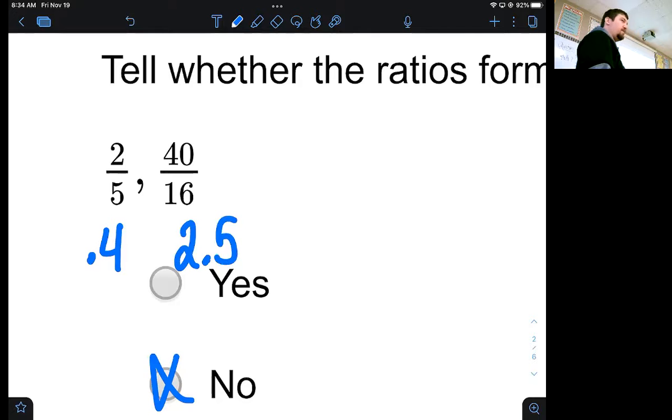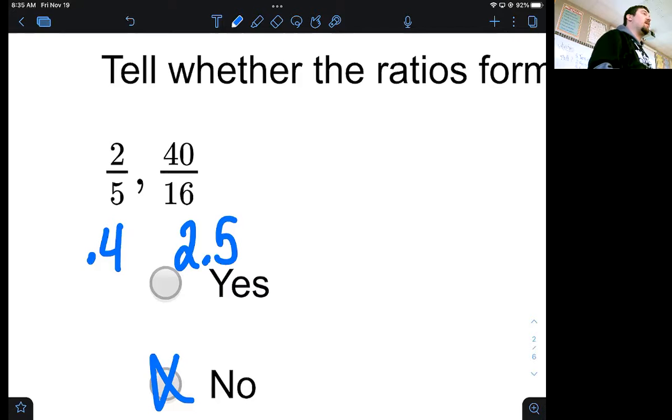Now, if you just tried the reducing method, and I know that no one wanted to, 2/5 is already reduced. Is there any way that 40/16 is going to reduce to 2/5? No, 40/16 is improper. 2/5 is proper. A proper fraction and an improper fraction will never equal each other. So there's no chance for this one.